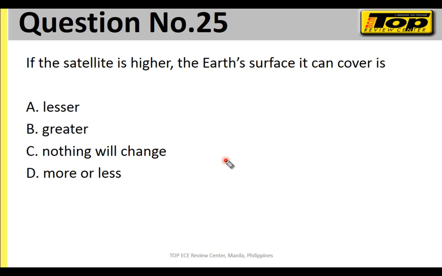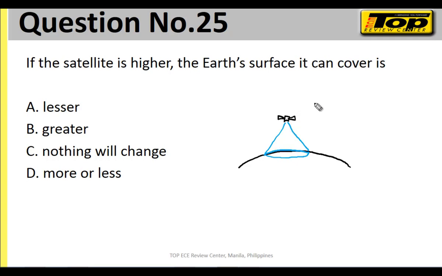Okay, next number. Number 25, if the satellite is higher, the Earth's surface it can cover is lesser, greater, nothing will change, more or less. Okay, so paano ba ang footprint, for example, ng isang satellite? If this is the surface of the Earth and this will be our satellite, yung satellite ko mukhang candy lang, di ba? Tapos, meron siyang footprint, yun yung coverage natin sa surface ng Earth. Okay? At ganyan kataas yung ating satellite.